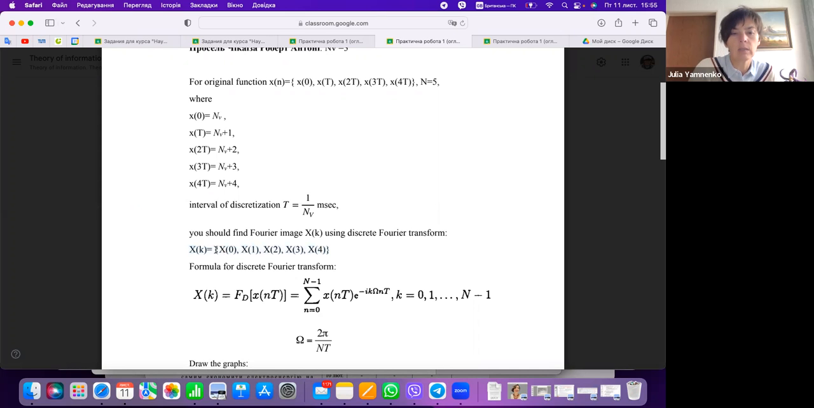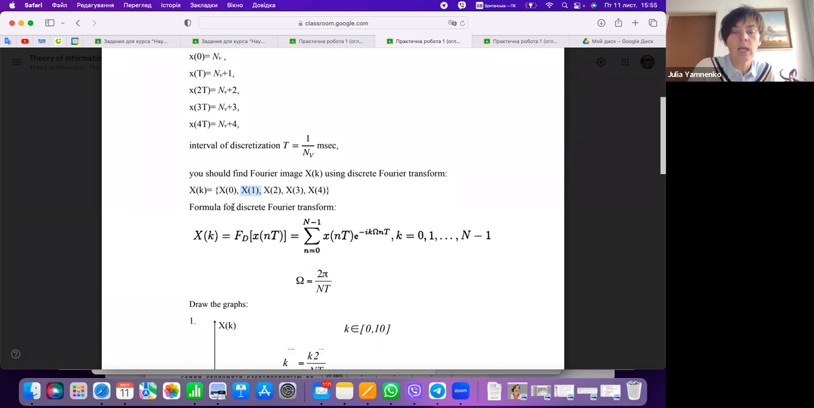And here we have the separate components of the spectrum: X[0], X[1], X[2], X[3], and X[4]. That is what you need to calculate. And to calculate this, you need to use the formula for the direct discrete Fourier transform. Actually, this formula is already in the presentation that we had in our Google Classroom, but it is also repeated here for convenience.